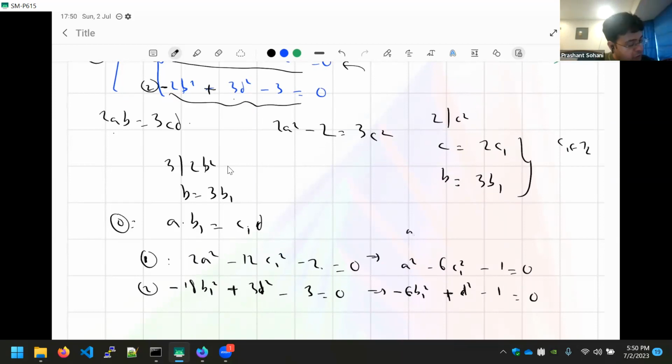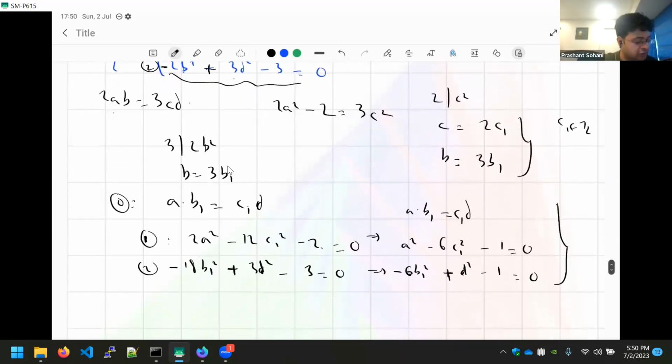Okay, so this is your new set of equations. a b1 equal to c1 d and these two equations. Okay. So how do we continue to simplify this further?